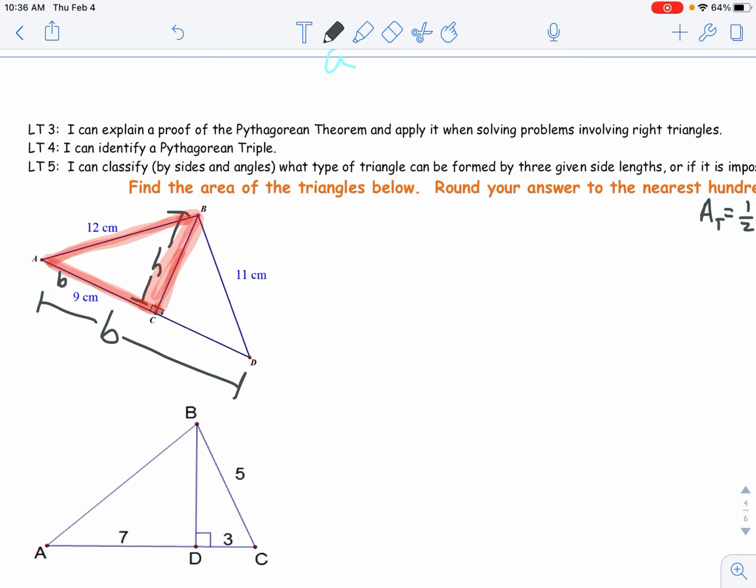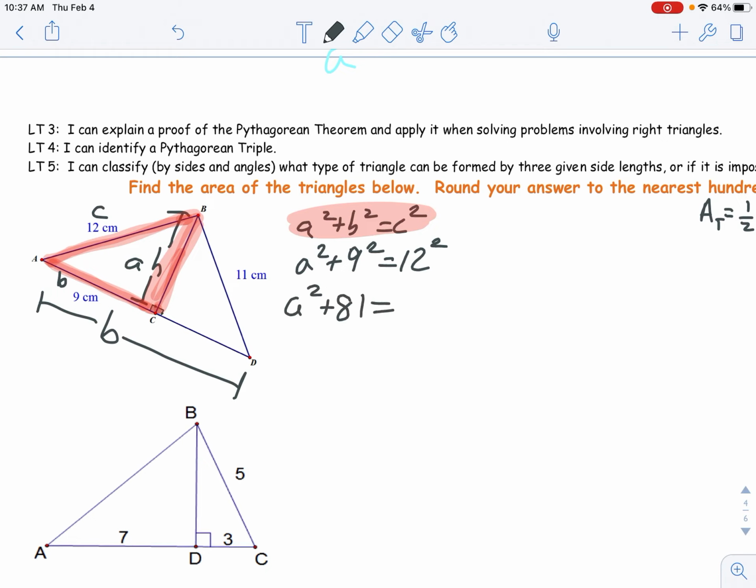We'll call this A, B, and C. So we have a squared plus b squared equals c squared for this red triangle. So A is what we're trying to find, which is the height. B is 9 centimeters, and then C is 12. All right, so identifying a right triangle, plugging in things we know, and then just computing from there.